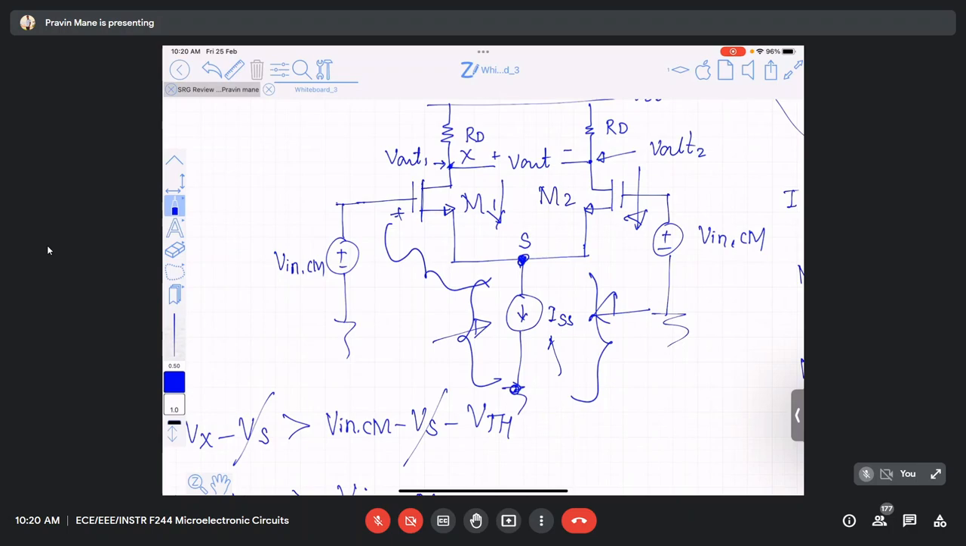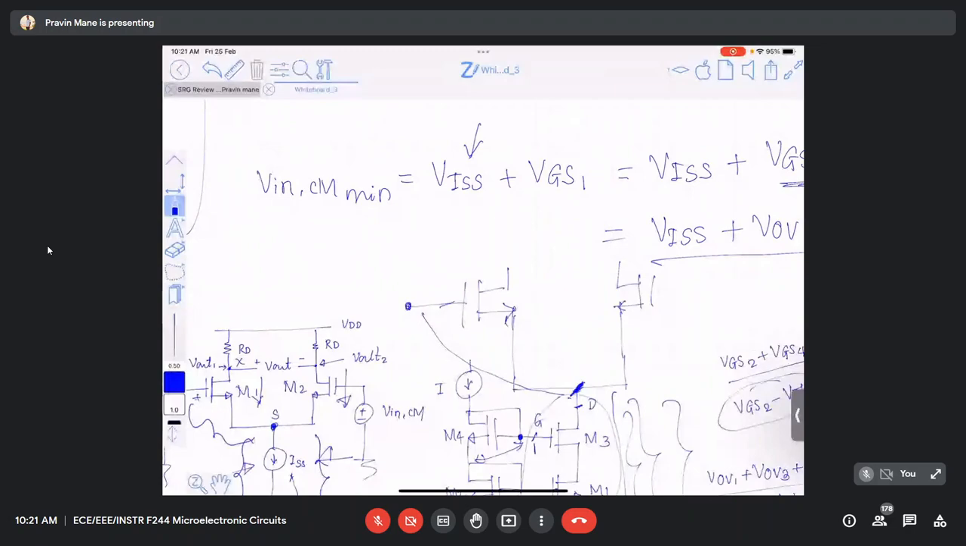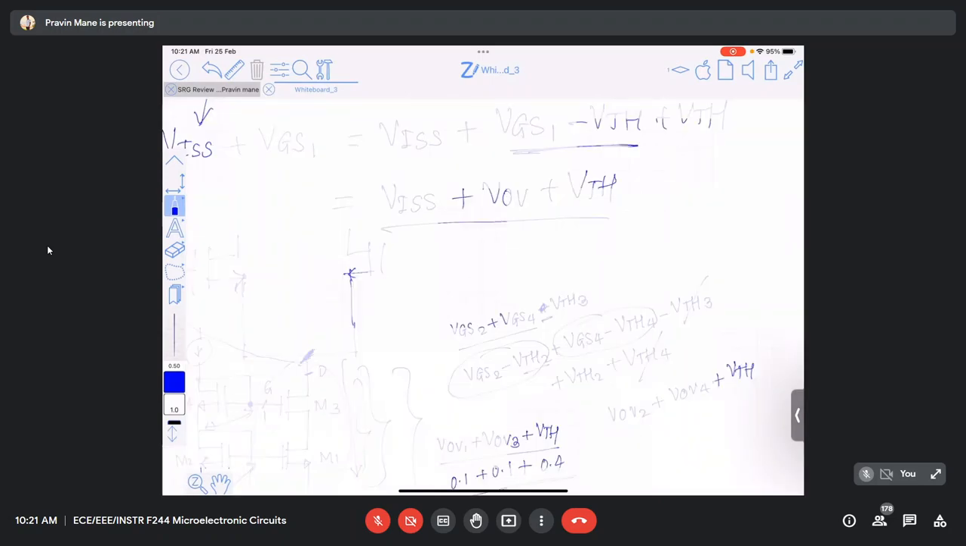What value will I choose for VGS of M1? That should cause the current to be equal to ISS by 2. So that value can be anything. It cannot be simply VTH. It should be more than VTH. So what is that value? We don't know, so I simply wrote it as VGS1. So I have written VISS plus VGS1 as the minimum value, and I converted it. So I got the equation in this format.